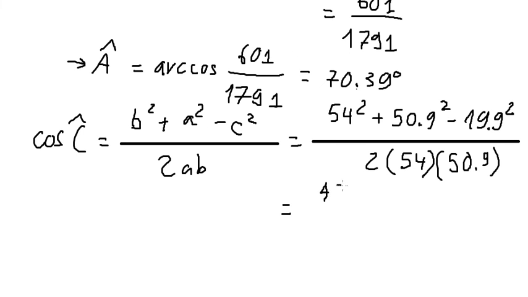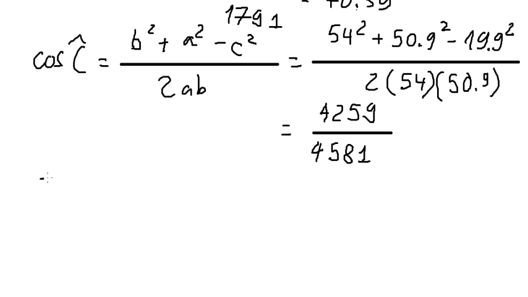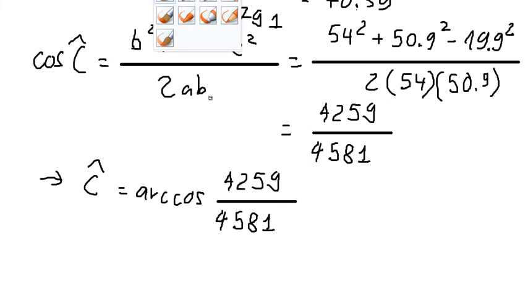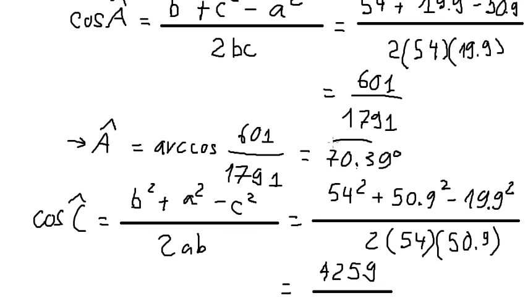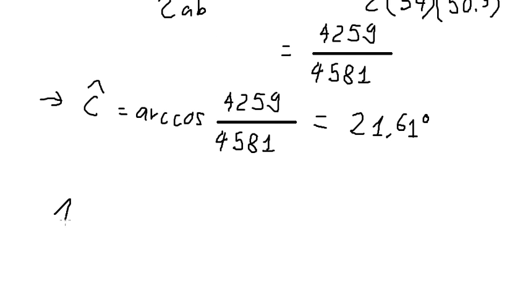So we have 4,259 over 4,581. And now we can find the value of C. So we have 21.61 degrees.